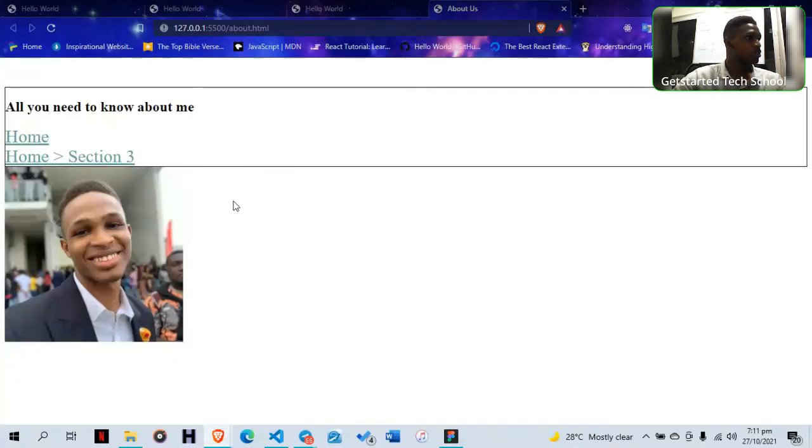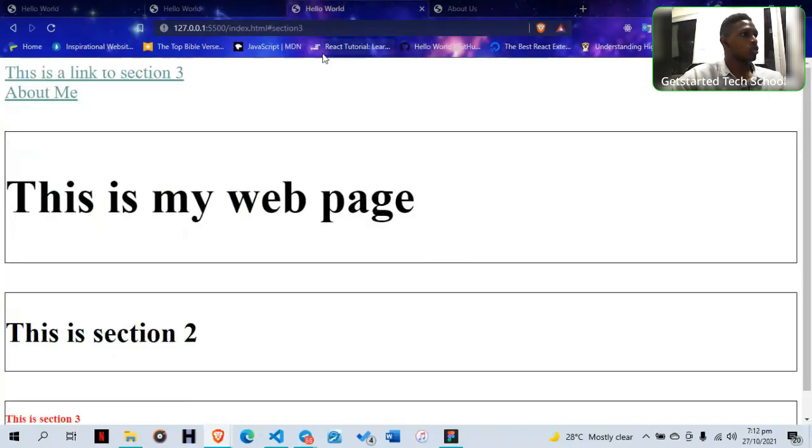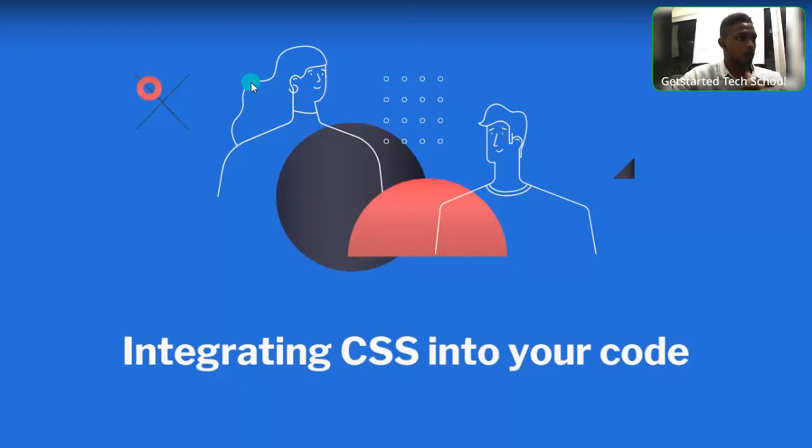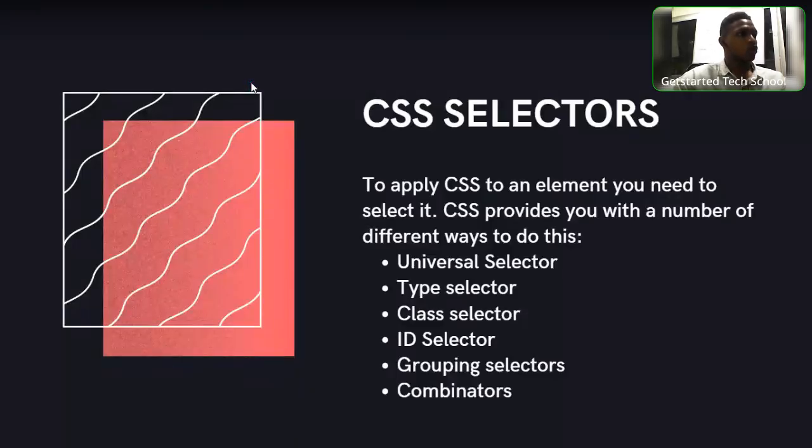So this is my about page. You can see that. Okay. You can add a margin to your image, but we're going to come to that when we are talking about spacing. Okay, so now that's all about integrating CSS to your code. So now let's talk about CSS selectors.